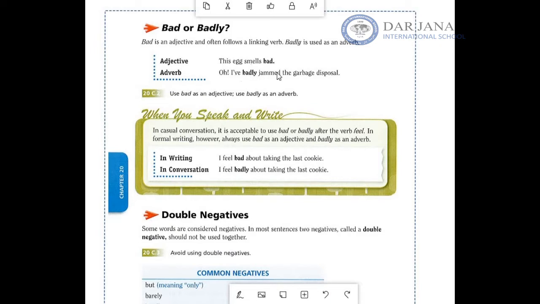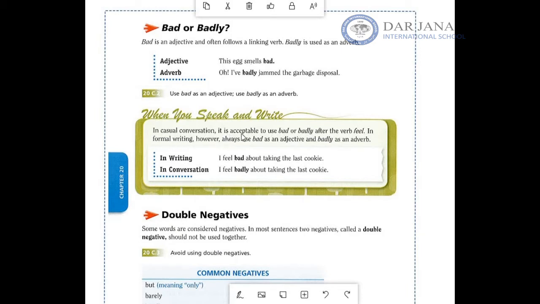Here, badly is an adverb in this example. Oh, I've badly jammed the garbage disposal. Badly here is an adverb. It is used to tell us about the verb jammed. So it is used as an adverb in this sentence, and it tells us how. Be careful about the use of bad as an adjective and badly as an adverb, because in written English, we should use bad after linking verbs.